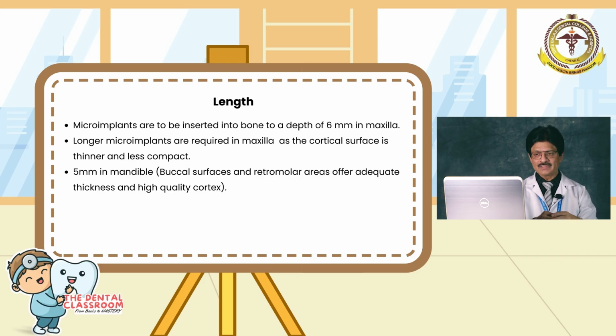Length of a microimplant. As we all know, microimplants have to be inserted into bone. So to what length should they be inserted? 6 millimeter. Of course, longer microimplants are required in the maxilla because, as you know, the cortical surface is thinner and less compact and we have more cancellous bone. Now, when it comes to the mandible, the portion of the screw which should be in the bone should be at least 5 millimeters. Buccal surfaces and retromolar areas offer adequate thickness and high quality cortex.